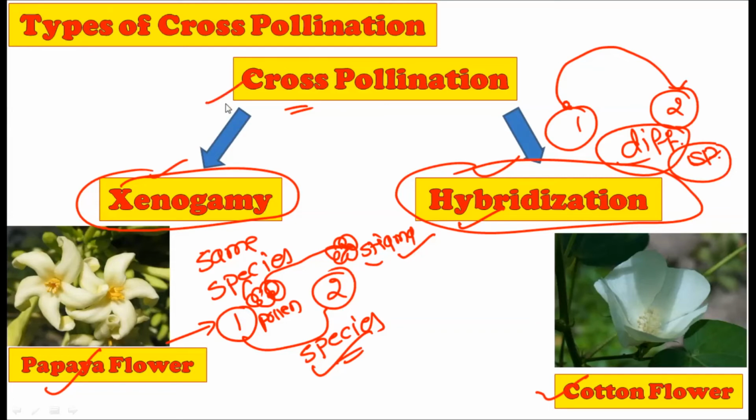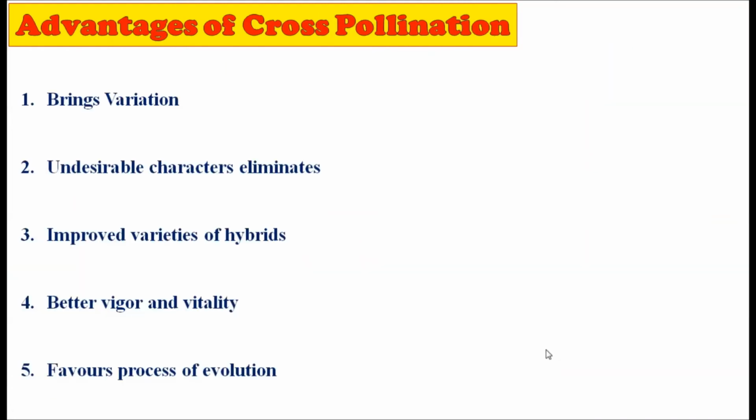Now, in cross-pollination, we have two types, xenogamy and hybridization. In xenogamy, we have the example of a papaya, and in hybridization, we have the example of a cotton flower. All right. Then what are the advantages of this cross-pollination? Now, the very first advantage is that it brings variation because the pollen grains do not land on the same flower but on a different flower.